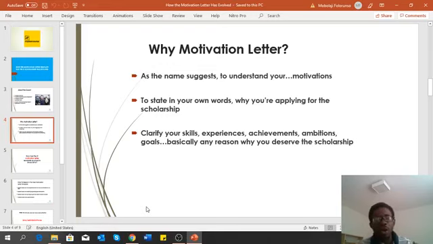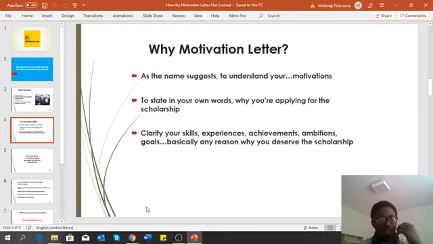Just state why you are applying for the scholarship. Why should we give you this scholarship and throw away your friend's application? Why should we consider yours and ignore the other ones? This is where you state it in your own words. I'm not saying that you should write, you people must give me the scholarship.